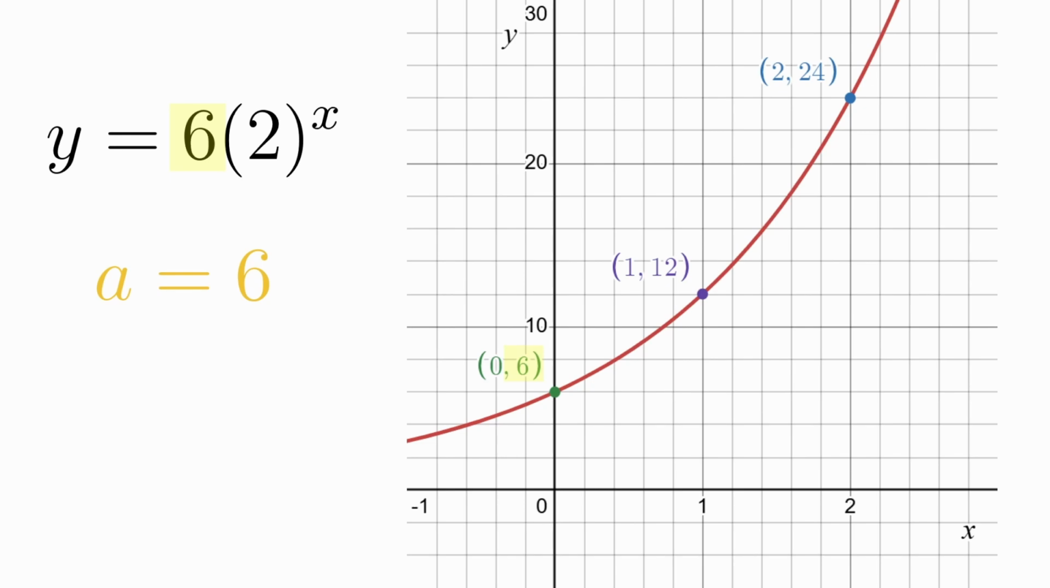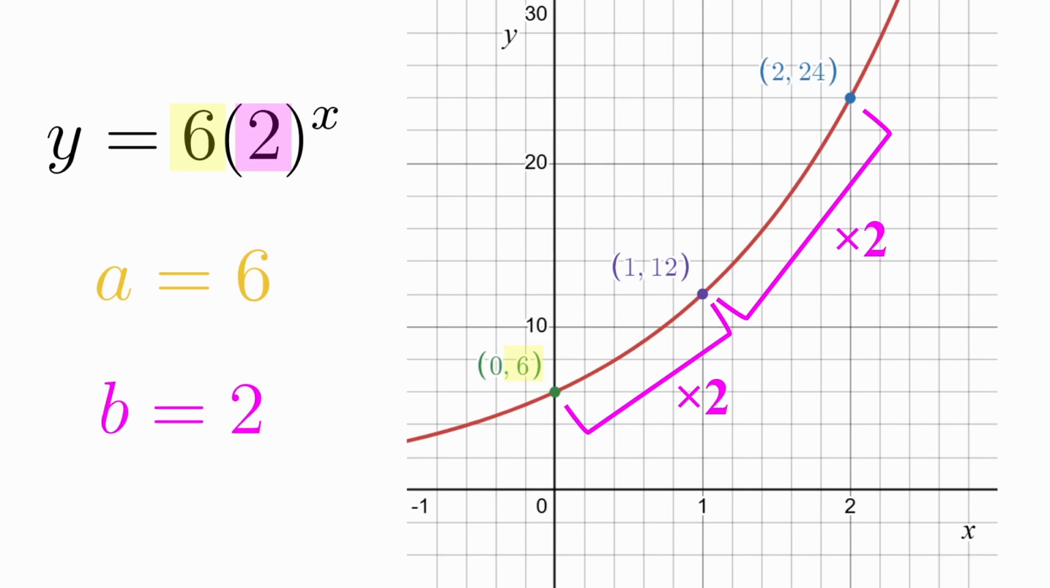Now, I also notice that when x goes up by 1, the y values are getting multiplied by 2. 6 times 2 is 12, and 12 times 2 is 24. That is because the multiplier, or the b value, is 2. So just make sure you understand what both these letters, a and b, mean forwards and backwards.